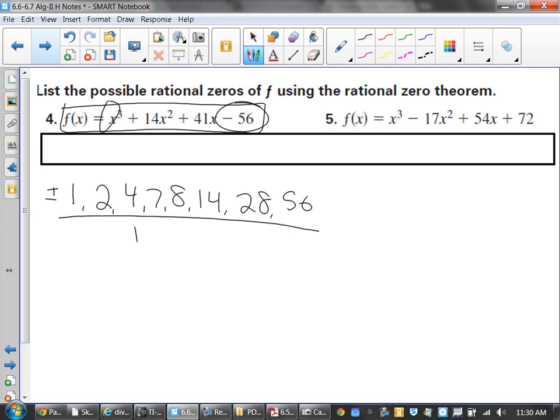Then you just start checking. You start at 1 and go through it. Doesn't work, go to negative 1, go through it. Go to 2, go through it. Go to negative 2, go through it. What you're doing is you're using synthetic division because it is a simple, fast process.